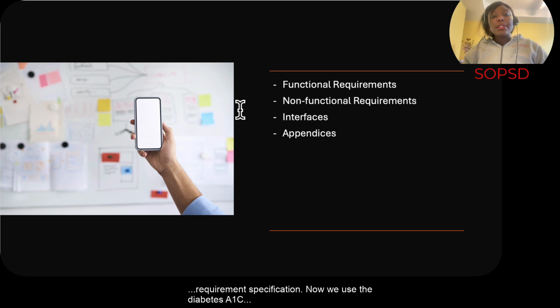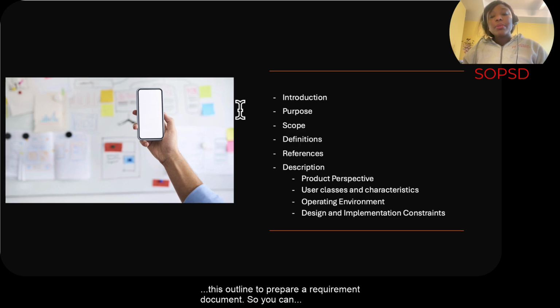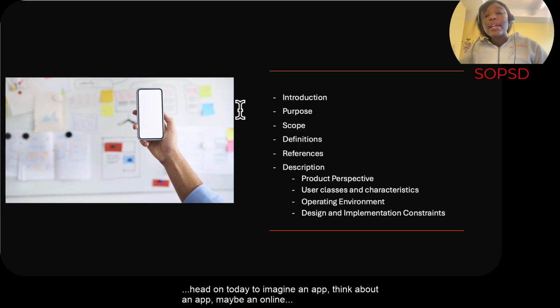Now we used the diabetes A1C logs and alert system as an example, but basically you can use this outline to prepare a requirements document. So you can head on today to imagine an app, think about an app, maybe an online shop, and then write a software requirement specification document for this shop.